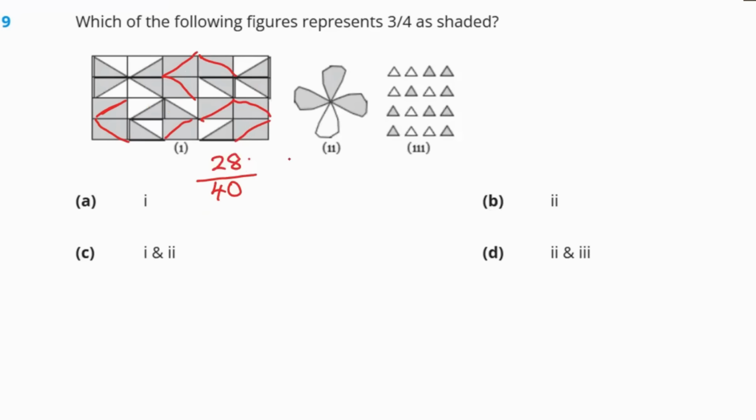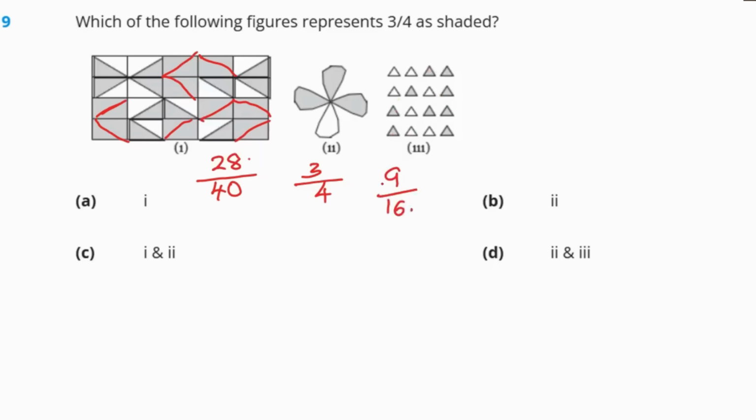Okay, 28 is shaded. Okay, 28 by 40. And the next one, out of 4, 3 is shaded. And in the next one, 16 are there, out of which 1, 2, 3, 4, 1, 2, 3, 4, 5, 6, 7, 8, 9. Okay, 9 out of 16 is shaded.